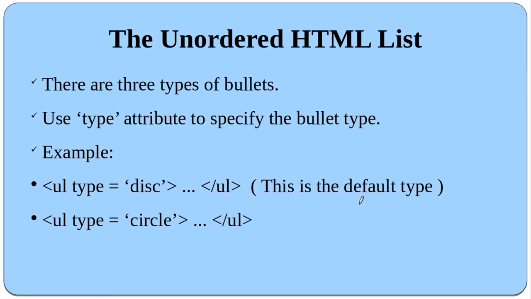Second one, UL type equals circle. If you use circle, then the list items are marked with small circles. Third one, UL type equals square. If you use square, the list items are marked with small squares.